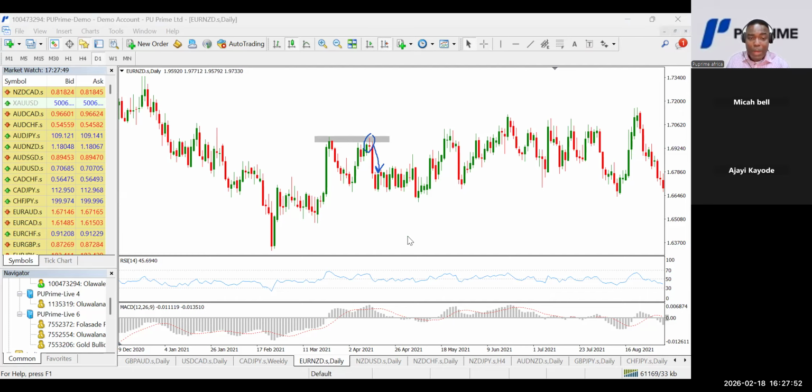You can do the same with 4 hour time frame. Then that means you want to enter on the lower time frame, like 15 minutes or 1 hour.